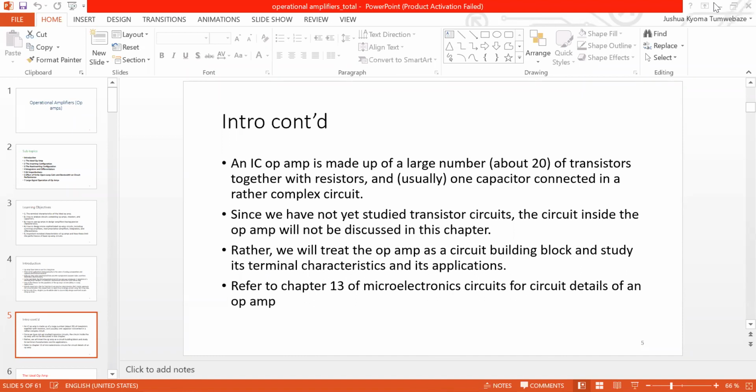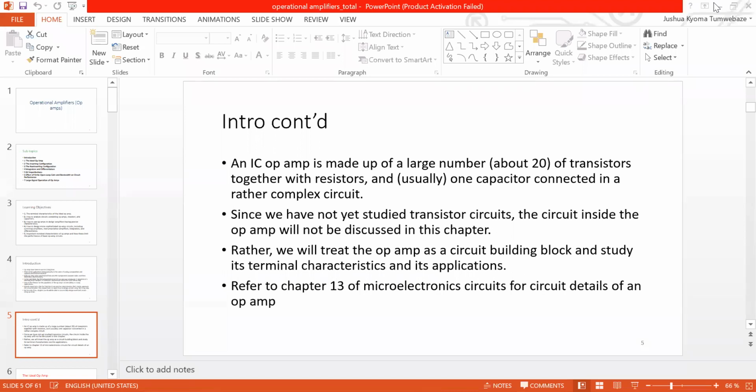Now, because of the complexity of the circuit and also the fact that we have not covered transistors, we are not going to look inside the op amp. What we'll do is treat the op amp as a circuit building block and simply study its terminal characteristics, which can enable us to design applications. By terminal characteristics, we're looking at the input voltage, output voltage, input impedance, output impedance, and so on.